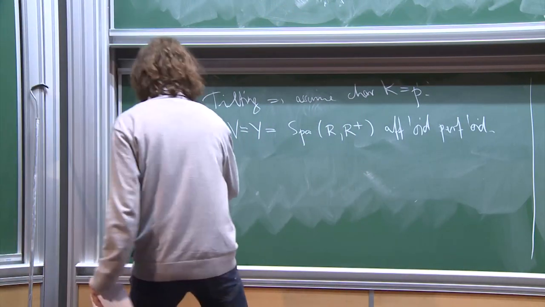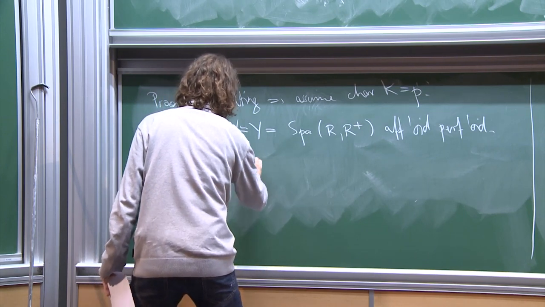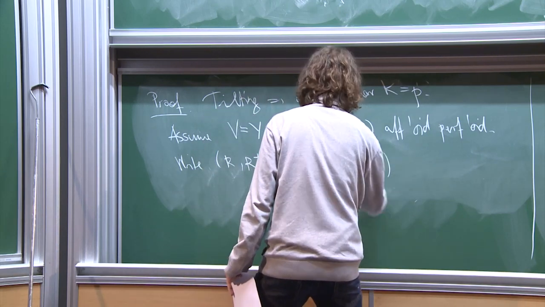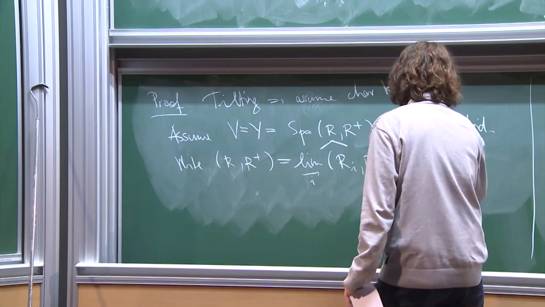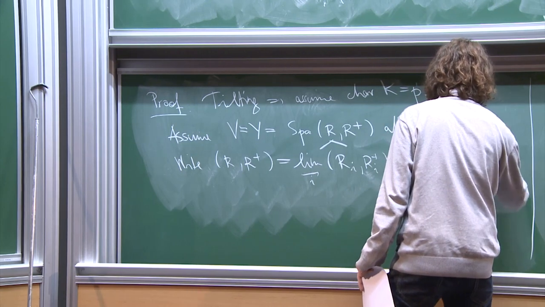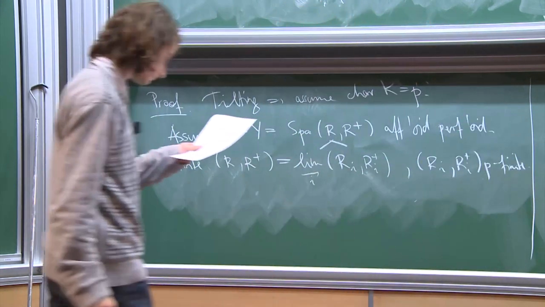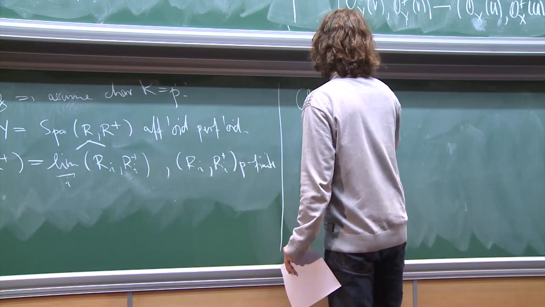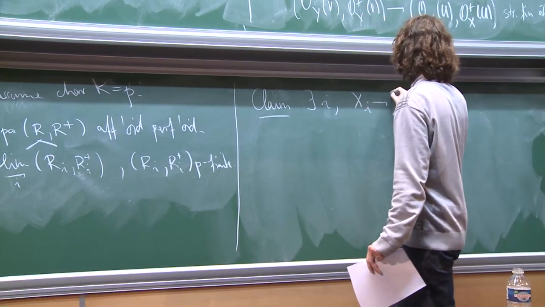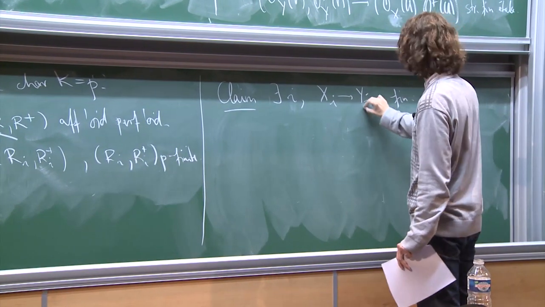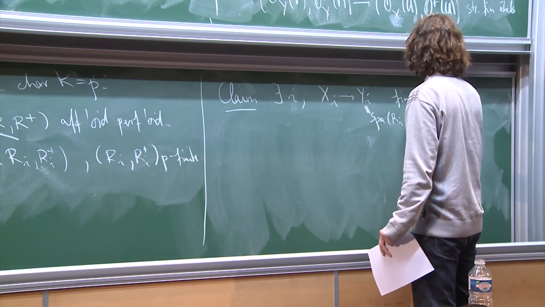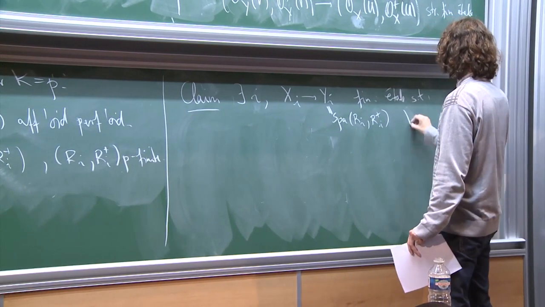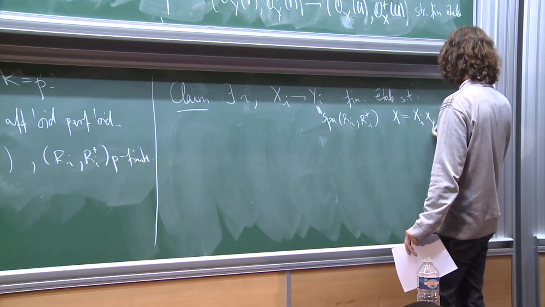And we can write R, R plus as a completed direct limit of p-finite stuff. And we claim that there exists some i and some X_i over Y_i finite étale. So Y_i is a Spa of R_i, R_i plus, finite étale, such that X is just a pullback of X_i to Y.